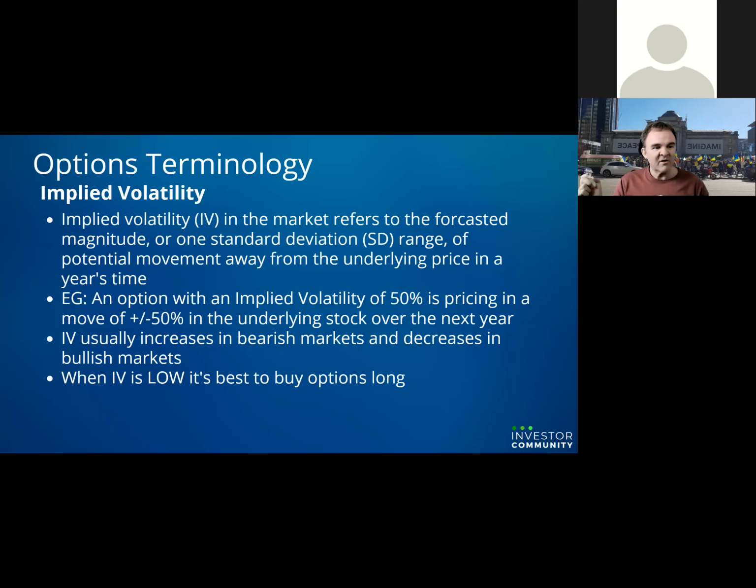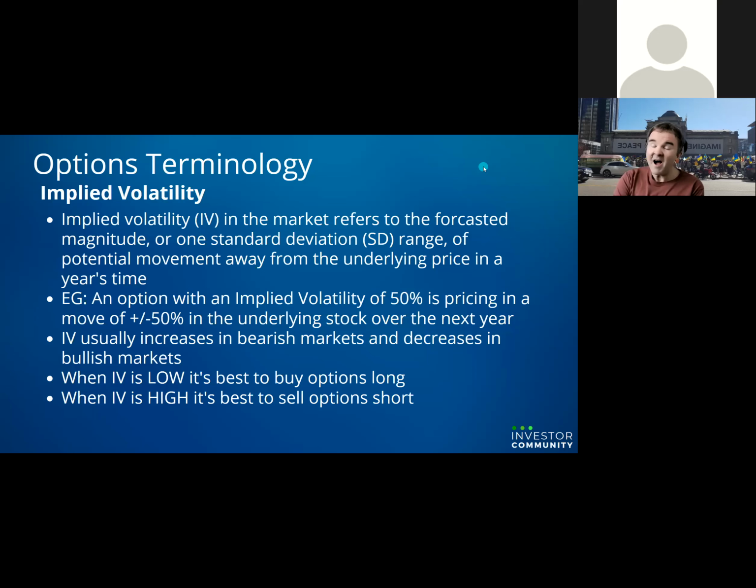And when IV is low, it is best to buy options long. And by low I mean historically low for this stock. And we've talked about IV rank as well. I believe it was in that second session.